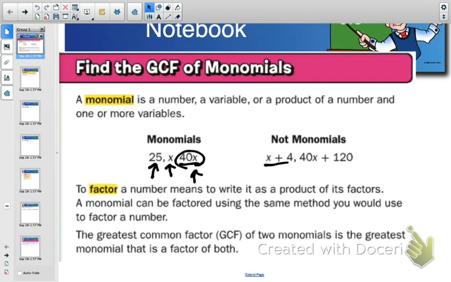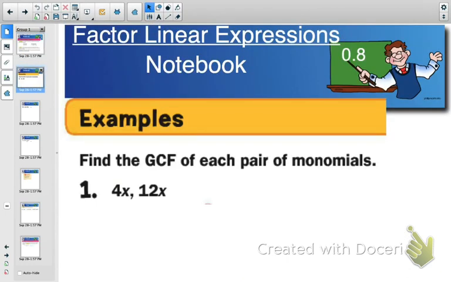These are not monomials because there's two terms. There's 1, x plus 4, that's two terms there. 40x plus 120 is two terms. To factor a number means to write it as a product of its factors. A monomial can be factored using the same method you use to factor a number. The greatest common factor, or GCF, of two monomials is the greatest monomial that is a factor of both. Okay, so that's a lot of words. Let's see what that means.